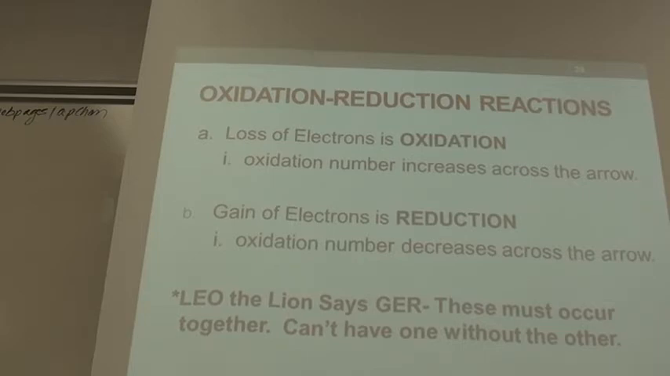Oxidation and reduction reactions: the loss of electrons is oxidation. That means the oxidation number increases across the arrow. The gain of electrons is reduction. The oxidation number decreases across the arrow.